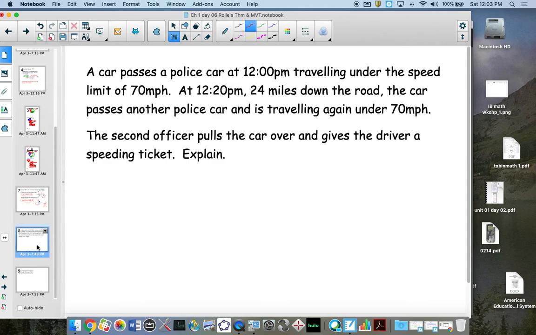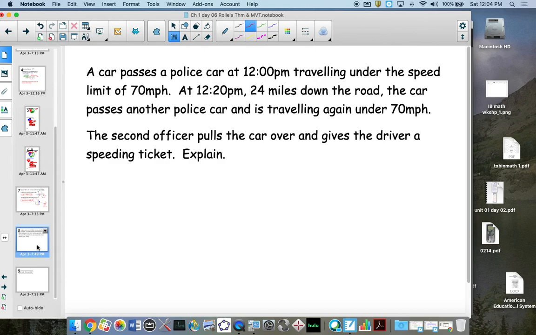Well, the second officer, the calculus student, realized that as the car is traveling, if we graphed the speed versus distance, it's a continuous differentiable function over that entire time period from 12 to 12:20, which is a third of an hour. And so by the mean value theorem, he or she figured out that the average rate of change equals the instantaneous rate of change at least 1 point.